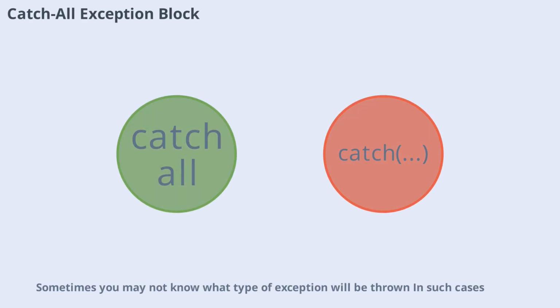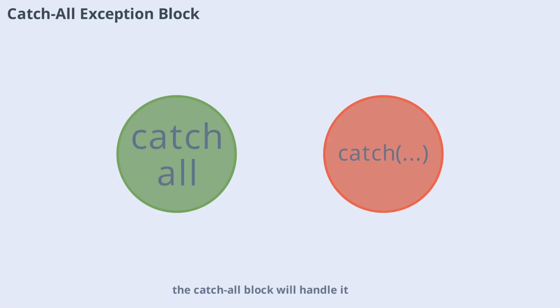Sometimes you may not know what type of exception will be thrown. In such cases, you can use a catch-all block, catch(...). This block will catch any exception not handled by previous catch blocks. For example, if a float is thrown but only int and char catch blocks exist, the catch-all block will handle it, ensuring your program doesn't crash unexpectedly.